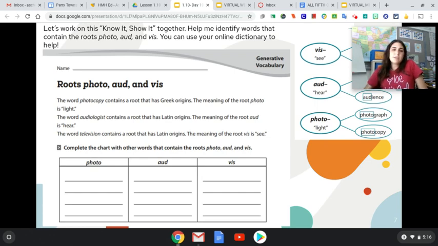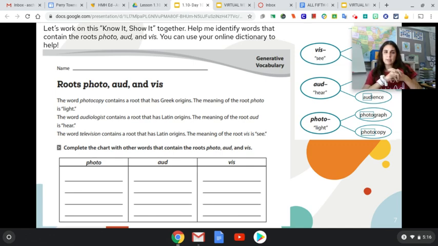If we didn't have a test today, we would be doing what we would call a know it, show it. A know it, show it is when you're able to show off what you've learned in our lessons for the week. So you know something, show me that you know it. We'll have stuff like this for center work, but today we're not going to do that. I'm just going to briefly talk about it. We would just identify some words that contain the roots photo, aud, and viz. And I would let you use an online dictionary to help you.